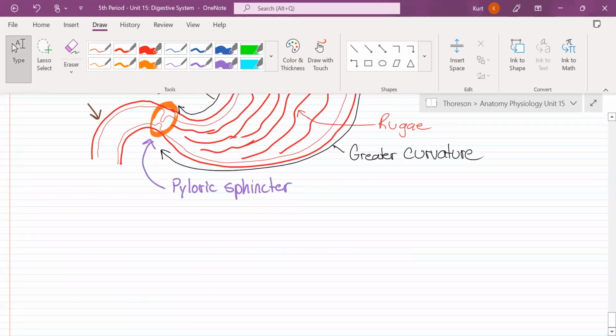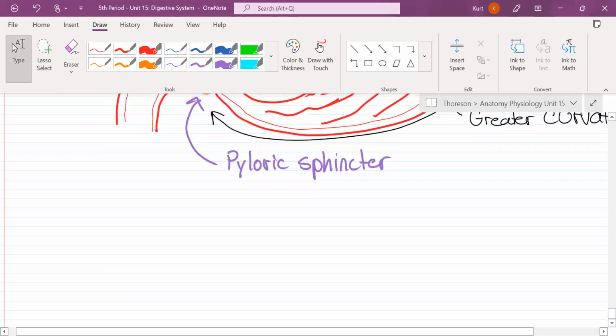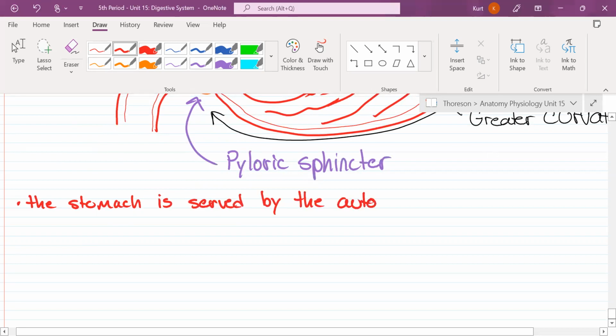Now, your stomach is made of smooth muscle. So do you have control of it? Nah. So what part of your nervous system actually controls your stomach? Your autonomic nervous system or your somatic nervous system? That's correct. The stomach is served by the autonomic nervous system. You do not have control of your stomach movements and contractions.